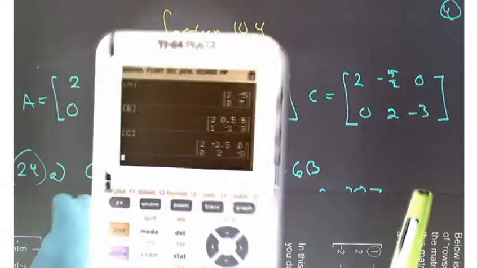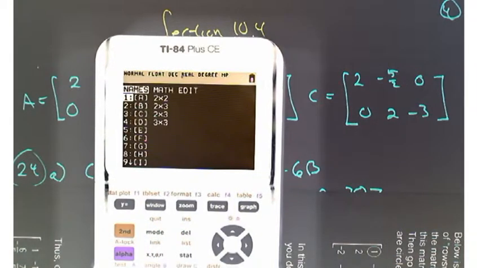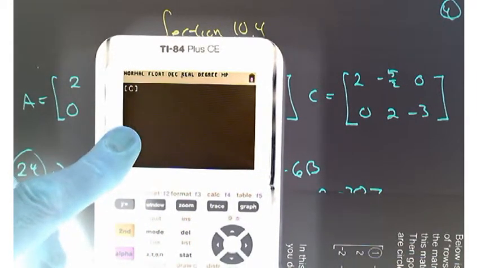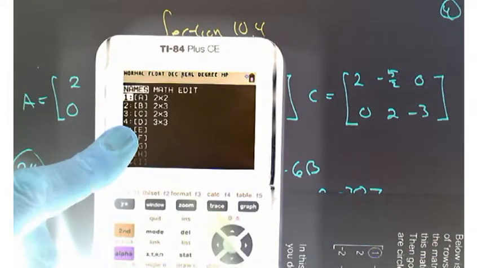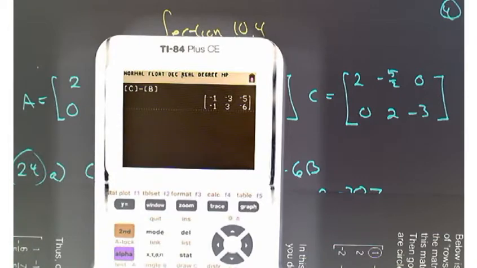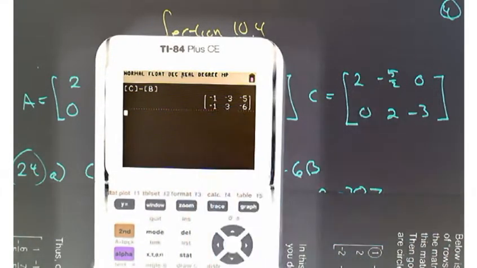So all you have to do is type those in, hit second, and then matrix. Let's do C minus second matrix B. And there you go. You know what? I did a little arithmetic mistake, right? Negative 6 divided by 2 should be negative 3. In any case, it matches what we expected. So, okay, that's good.